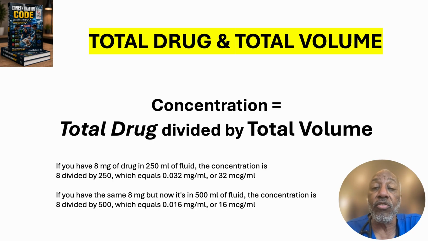This relationship also works in reverse, and that's where it becomes truly powerful. If you know the concentration and the volume, you can find the total dose. If you know the concentration and the total dose, you can find the volume. The formula rearranges in all three directions, and each direction answers a different question. How much drug is in the bag? What volume do I need to make a specific concentration? What concentration did I end up with after mixing?